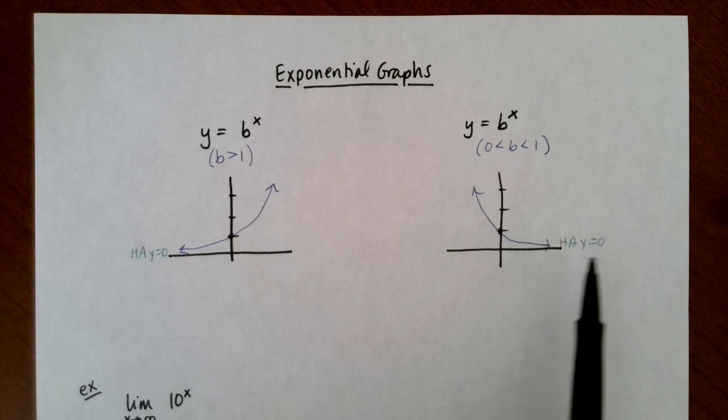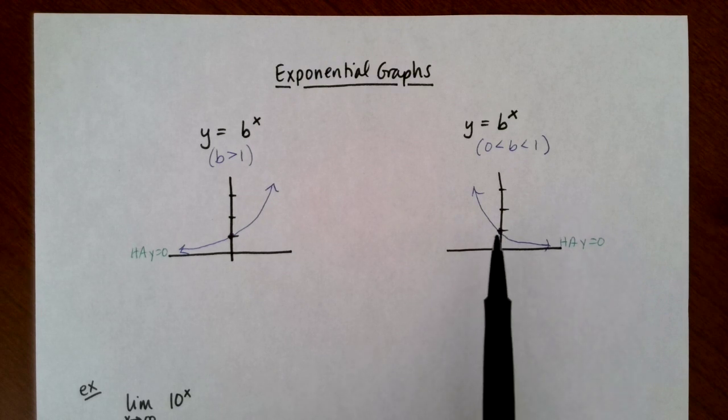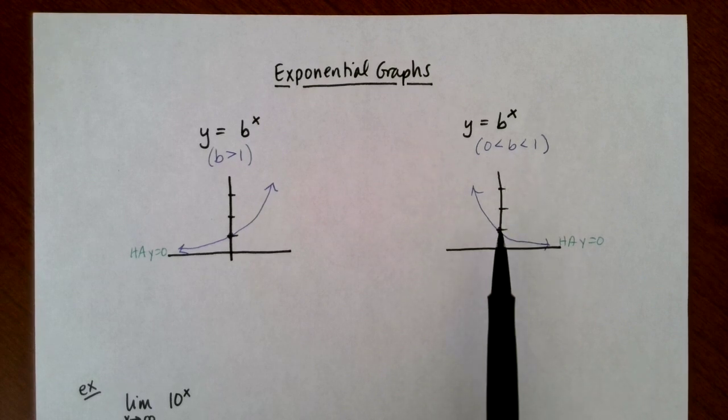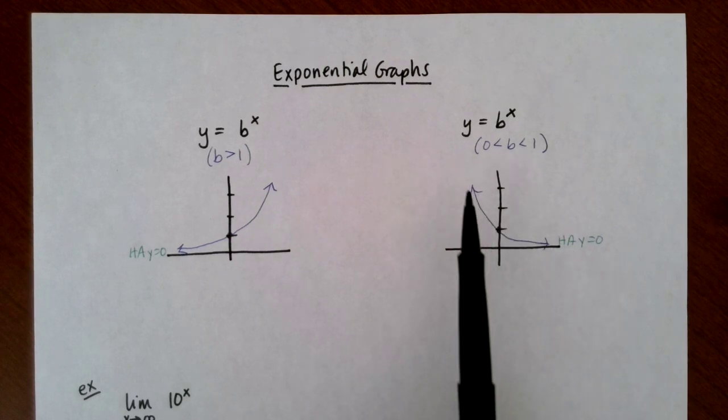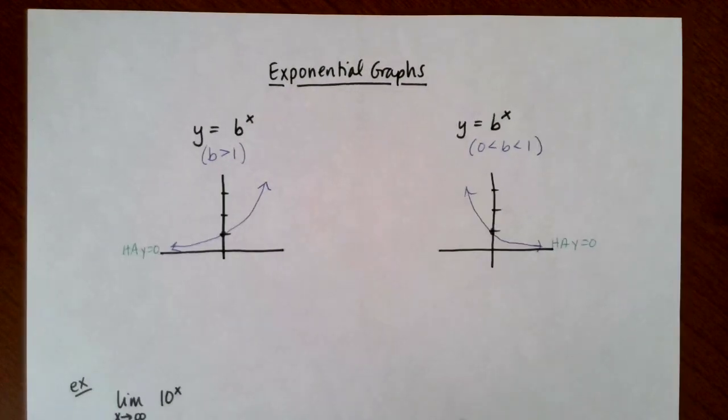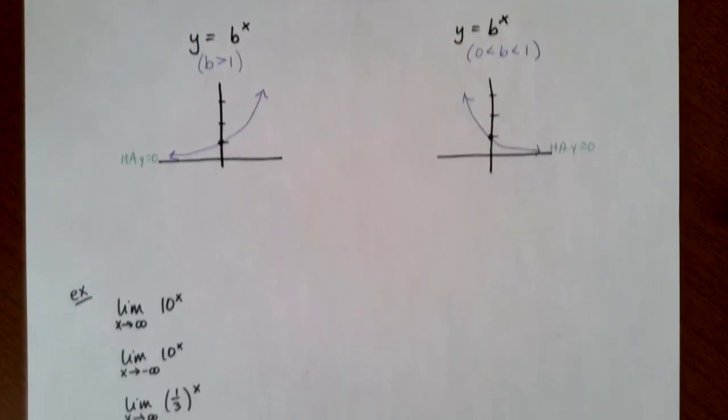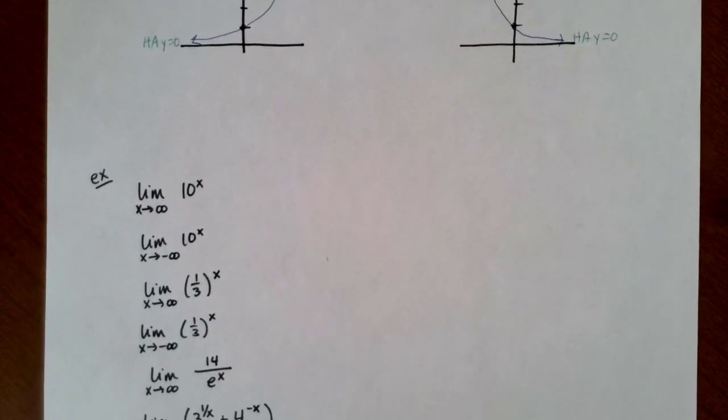It has a horizontal asymptote at y equals 0 on the right end only, but we still have that same y-intercept at 1 because anything to the 0 power is 1. And again, the individual graphs are slightly different from each other, but knowing this general shape will be enough to get by for all the limits below. Okay, let's try a few. So I have some limits prepared to talk about.